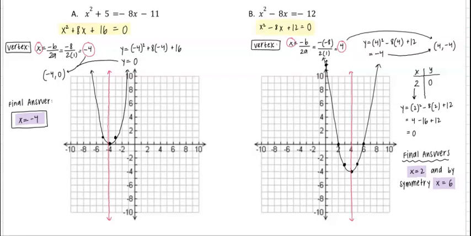Similarly, for the practice problem with capital A on the bottom left, you are going to end up with just one answer. It was x equals -4, since the vertex is on the x-intercept. And then for problem B on the bottom right, you should end up with 2 answers, x equals 2 and x equals 6, because after you change it to standard form and graph it, you get those 2 answers, 2 and 6.